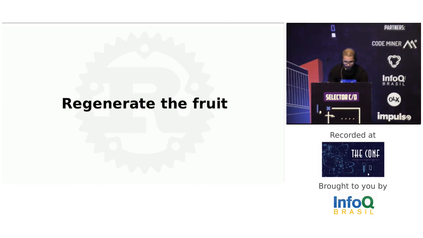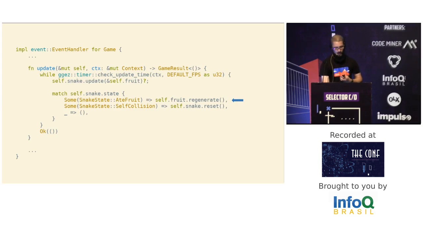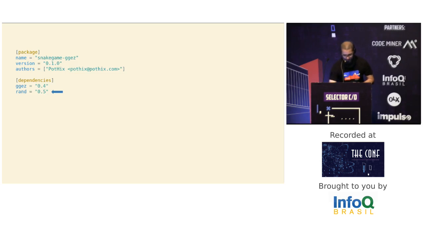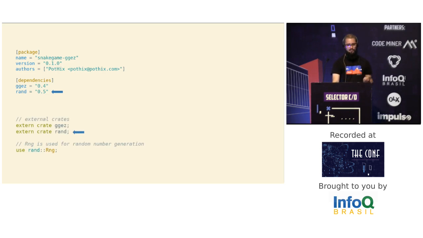Okay, so what we can do is regenerate the fruit. And for that, we have to use a new crate. So we will implement the fruit regenerate there. So every time we find this state, eat fruit, we will call the regenerate. Okay. And for that, we will use this new crate here. It's called rand. So what we do, we add rand to the toml and then run cargo build, and it will download the dependencies and build it for you. And then we add the extern crate at the beginning of the file. This will change in the new Rust, but well, for now we have to use it. And then we use this rand Rng because we will have to use this type.